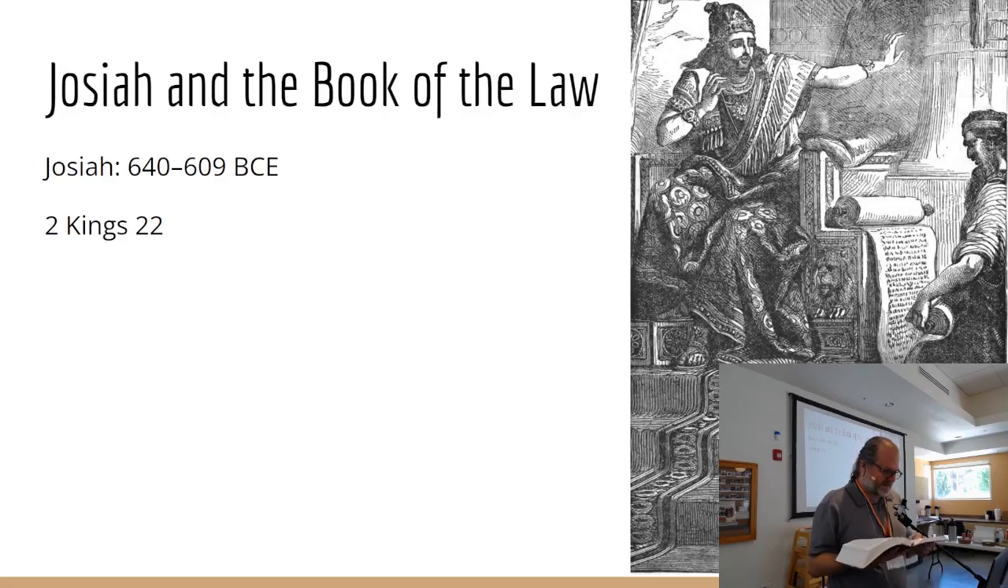And then Shaphan, the secretary, came to the king and reported to the king, "Your servants have emptied out the money that was found in the house and have delivered it in the hands of the workers who have oversight of the house of the Lord." And Shaphan, the secretary, informed the king, "The priest Hilkiah has given me a book." And Shaphan read it aloud to the king, and the king heard the words of the book of the law, and he tore his clothes. Then the king commanded the priest Hilkiah, son of Shaphan, son of blah, blah, blah, the secretary and the king's servant, saying, "Go inquire of the Lord for me, for the people, for Judah, what will happen because we've broken all these commandments." And they find a prophetess.